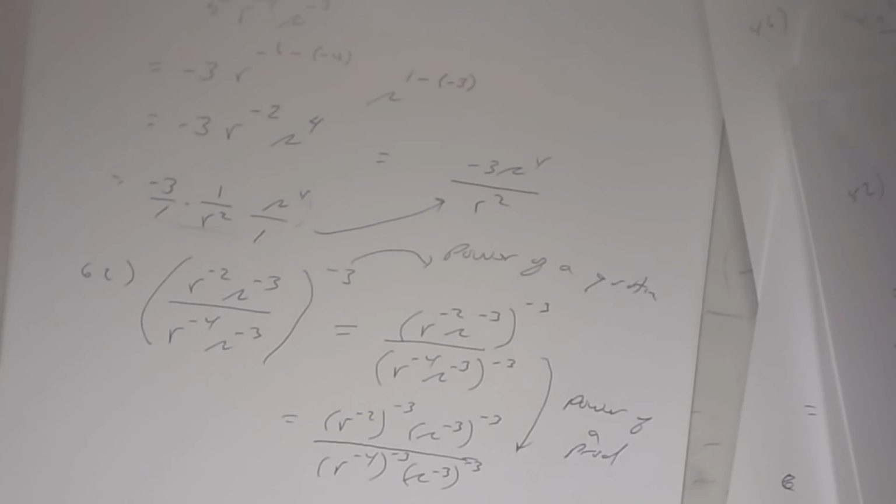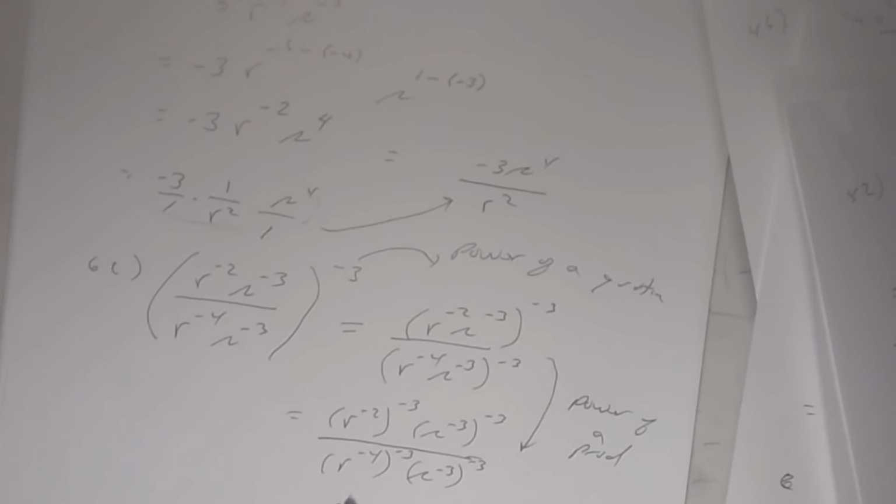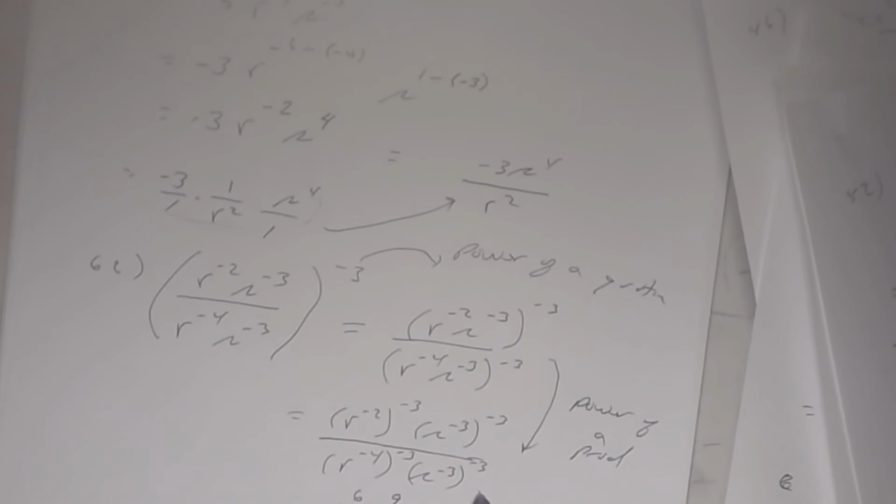So I still have parentheses. How to get rid of those parentheses? Power rule. What's r to the negative second raised to the negative third? R to the sixth. What's s to the negative third raised to the negative third? Yep. Okay, now the denominator. What's r to the negative fourth raised to the negative third? Yep. And what's s to the negative third raised to the negative third? All right, so that was the power rule. So that's where I'm at.